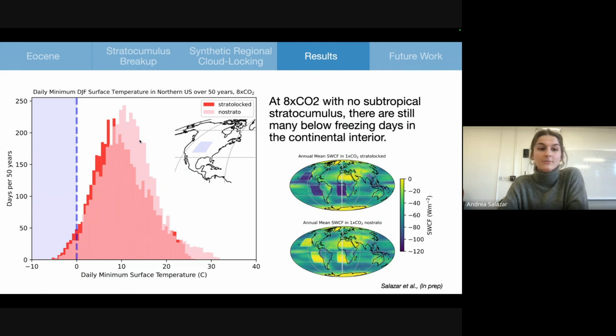So I think this is a helpful feedback, but there's still plenty of these below freezing days in the interior continent. So this is maybe suggesting that, at least with this version of the model, the stratocumulus breakup can't on its own solve this puzzle for us.